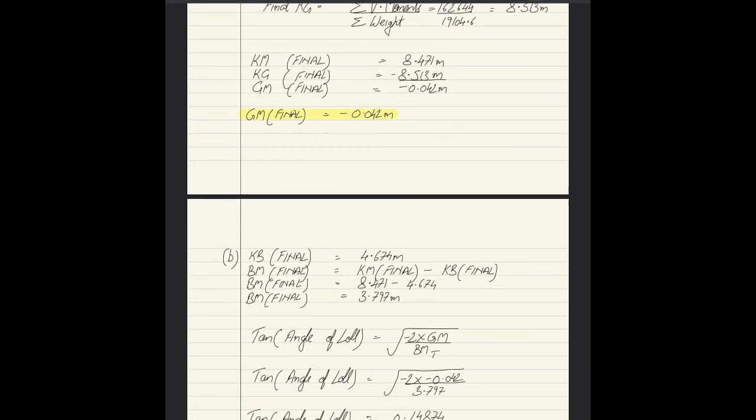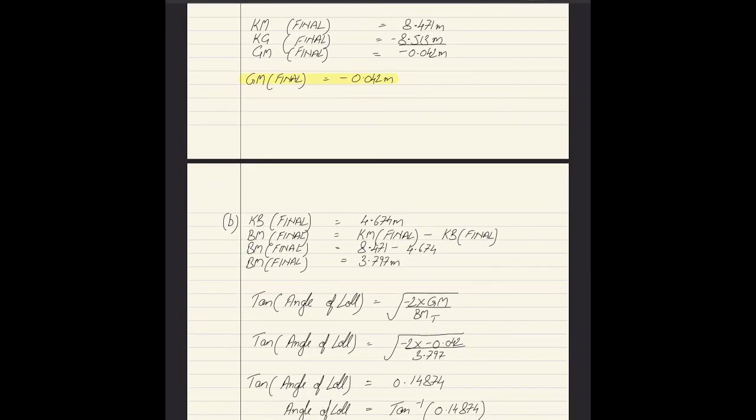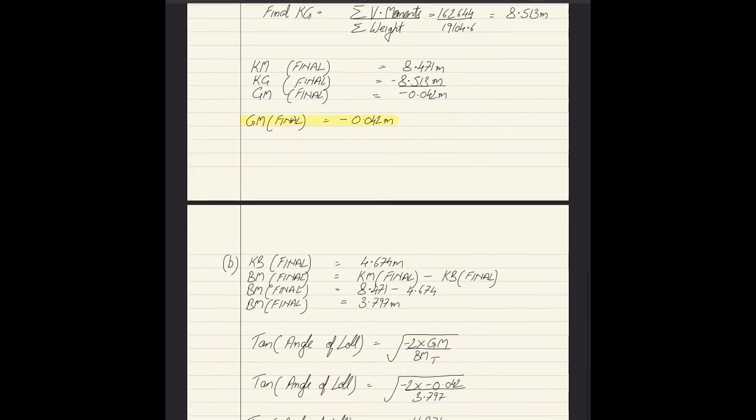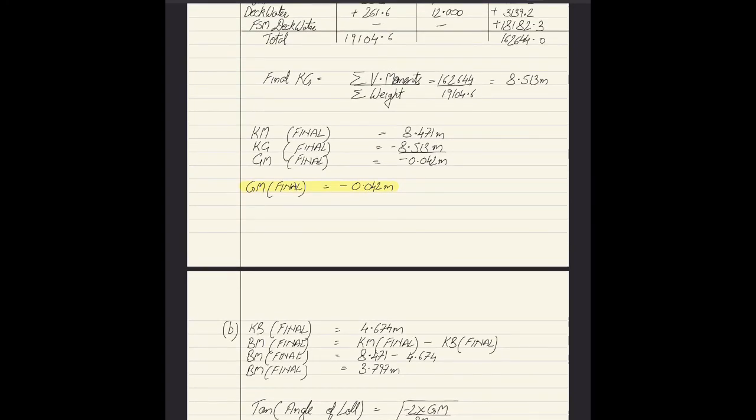The B part asks us to calculate the angle of loll. Before calculating angle of loll, we need to calculate BM transverse. With the new displacement of 19104.6 tons, we will again enter the stability data booklet and obtain the value of KB by doing the interpolation. So the value of KB has been obtained as 4.674 meters.